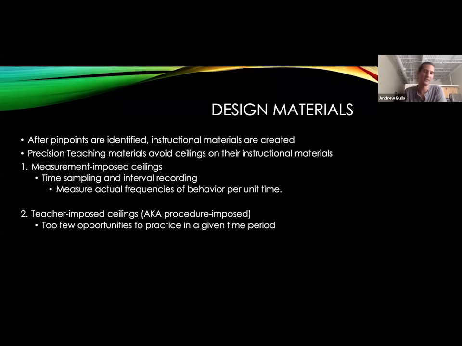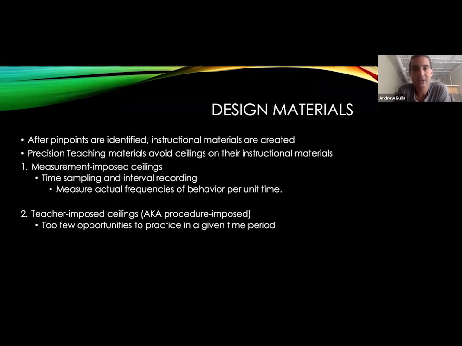The first type of ceiling we're going to talk about is measurement imposed ceilings. And with measurement imposed ceilings, we're lifting ceilings that are imposed by the measurement procedures that we employ when tracking the behavior. So, for example, when we look at time sampling, interval recording, and percentage-based measures, they have an inherent ceiling. You will never get higher than 100%, and you will never get lower than 0%.